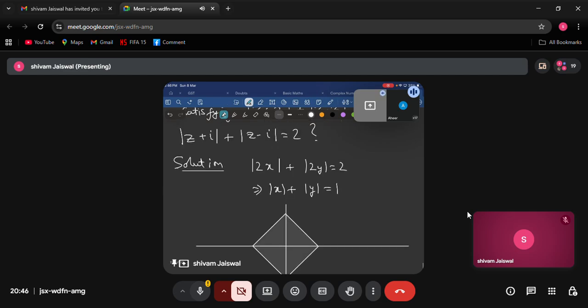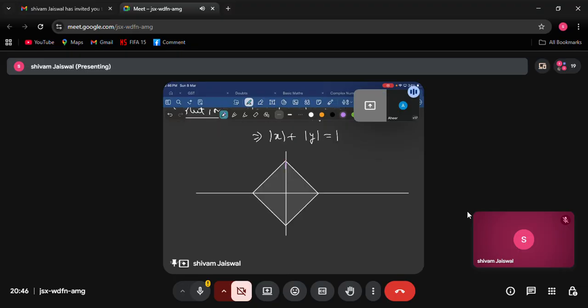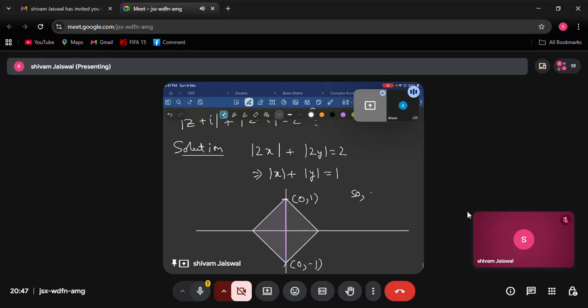And what do you think this will represent? Mod of z plus iota plus mod of z minus iota equal to 2. The distance between iota and minus iota is equal to 2. So it will represent a line segment joining (0, 1) and (0, minus 1). Basically this line segment. How many intersection points can you see between this purple line and the square? 2, right? One is (0, 1) and (0, minus 1). So answer is 2.